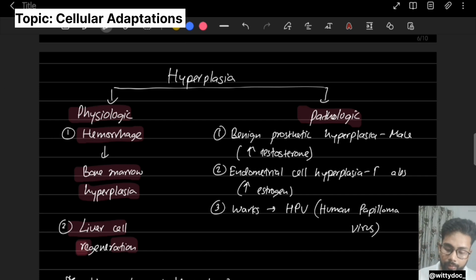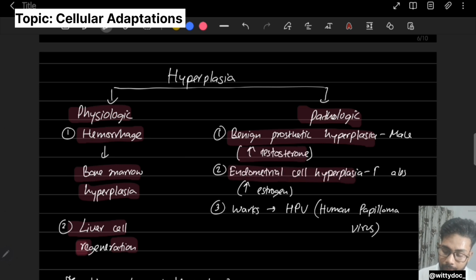The next one is pathologic hyperplasia. Examples include benign prostatic hyperplasia due to increase in testosterone, and endometrial cell hyperplasia due to increase in estrogen. This is seen in males, and this is seen in females. So here the stimulus is hormones. Testosterone is the stimulus in benign prostatic hyperplasia, and increase in estrogen is the stimulus for endometrial cell hyperplasia seen in females. Another example is warts due to human papillomavirus infection.